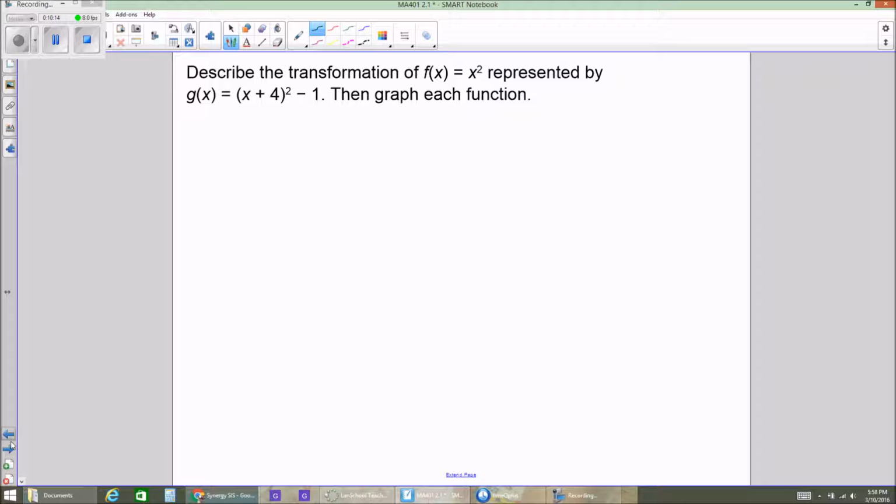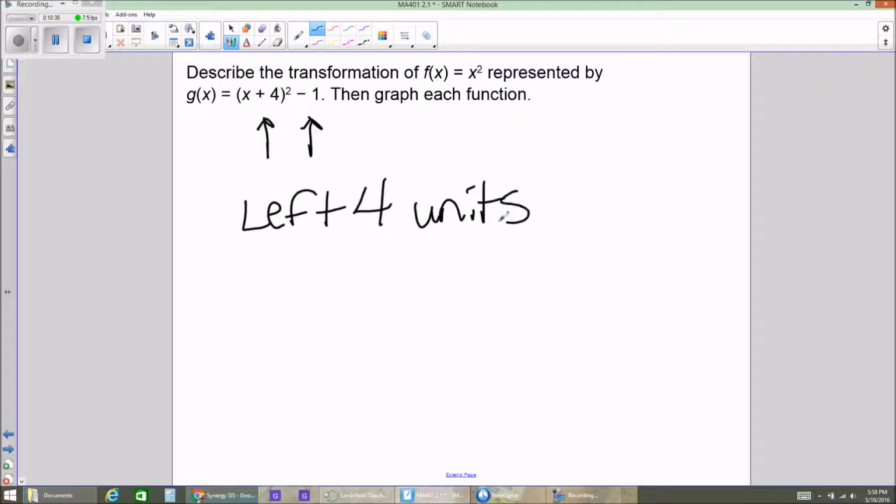Okay, moving on. Describe the transformation from x squared. Well, two things happened. Plus 4 is happening on the inside, and the minus 1, which means we are translating. We are going to the left 4 units, and we are going down 1 unit.